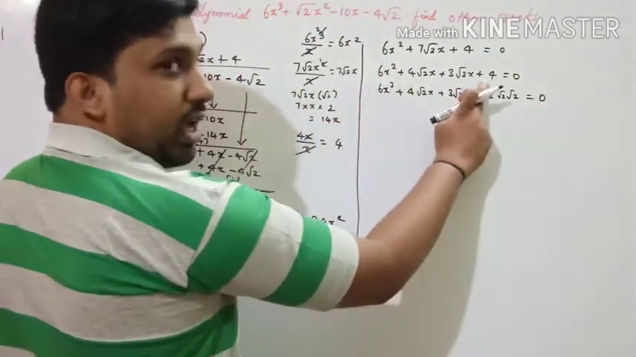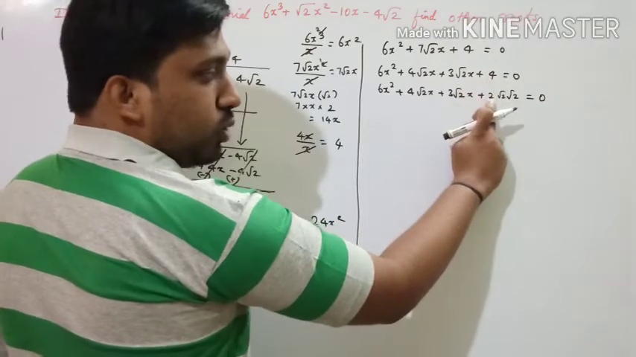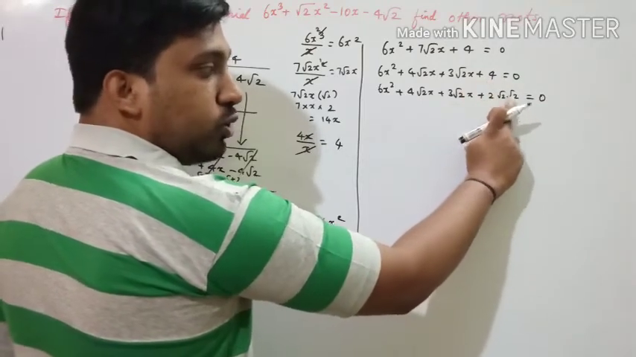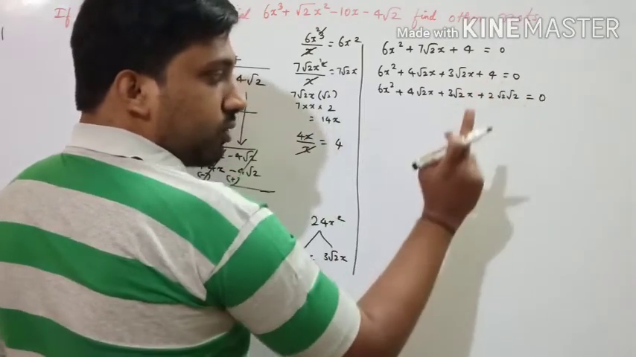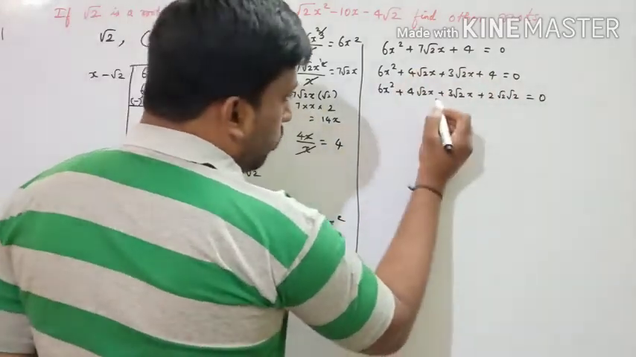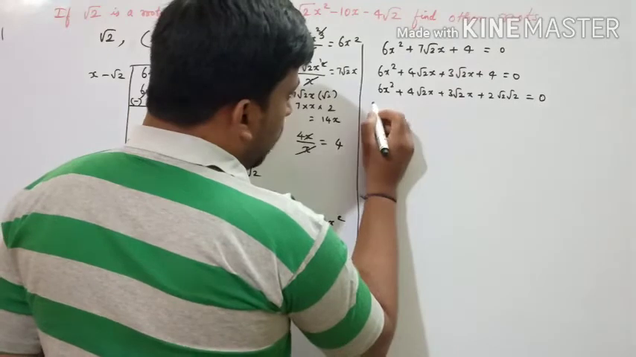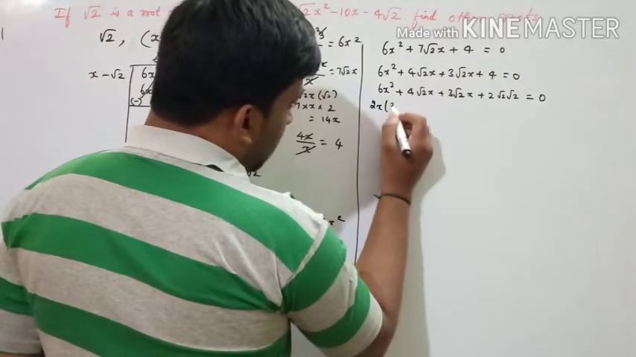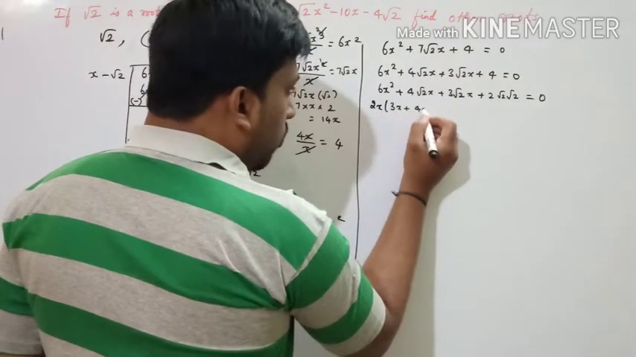So this one, again I repeat, 4 can be written as 2 into 2 and 2 can be written as root 2 into root 2. The entire value is about 4. So for the simplification purpose, I have converted like that. So now I am going to take common. Here 2x is the common, right? So 2 3 are 6 and x plus 4.